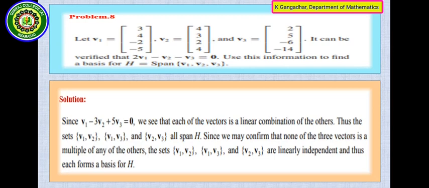So V1 is a linear combination of V2, V3. If we take V2, then the given vector is a linear combination of V1, V3. Next if we take V3, then it is a linear combination of V1, V2. So any pair of vectors V1 V2, or V1 V3, or V2 V3 are linearly independent vectors and they form a basis for H.